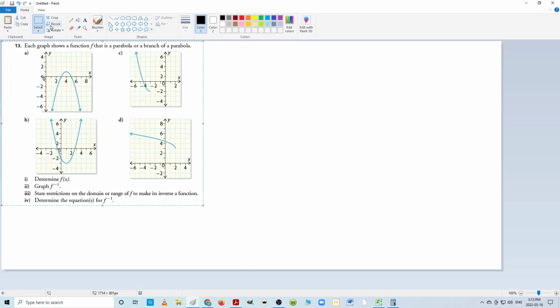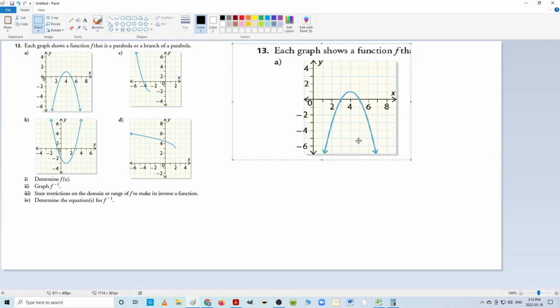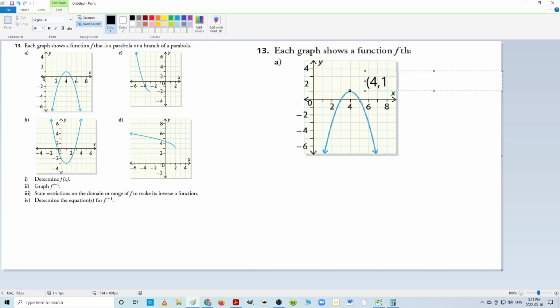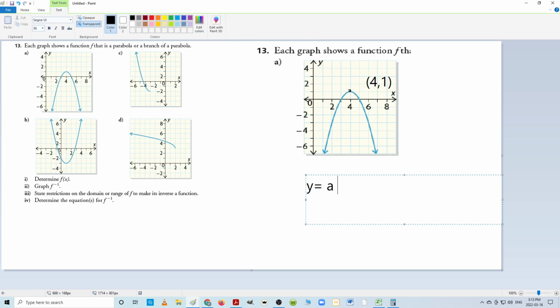And if I look at this one, for instance, it's a downward facing parabola, right? So a is going to be negative. The leading coefficient is going to be negative. But I can see the vertex is right there, (4, 1). And you should probably label that. Which means I know that this formula is going to be this. I just don't know a.